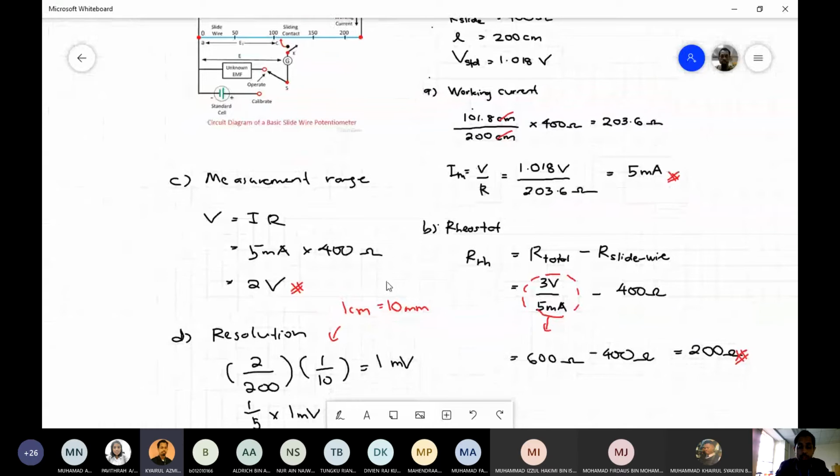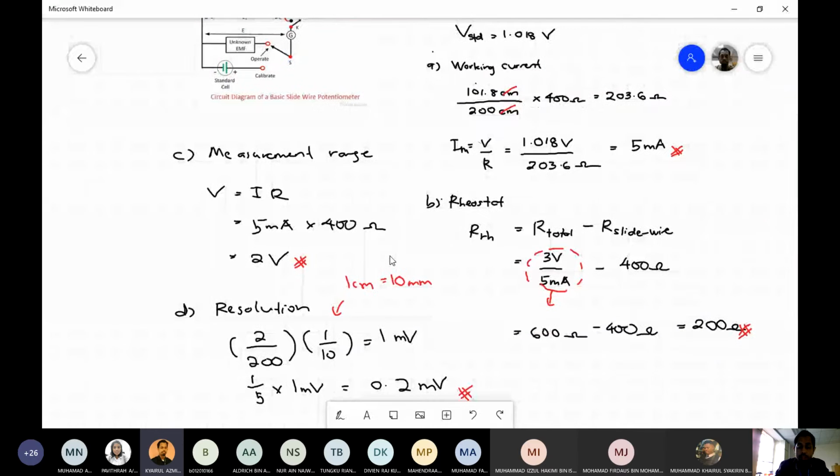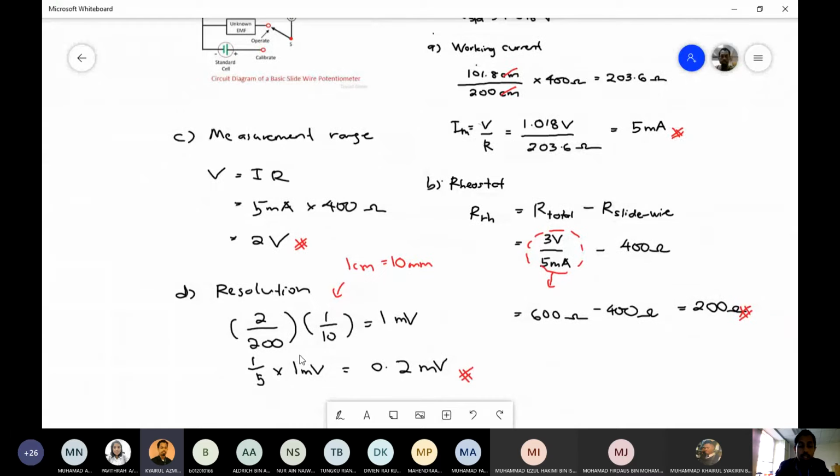What else? So because the reading accuracy is 1 over 5, so we multiply 1 over 5 with 1 millivolt to get that the resolution you can read up to 0.2 millivolt. So quite accurate. You can measure from 0 to 2 volts, and the range of accuracy or the resolution that you can read is up to 0.2. So that means the reading can be 0.2 millivolts, 0.4 millivolts, and so on up to 2 volts. That is the resolution based on the range.